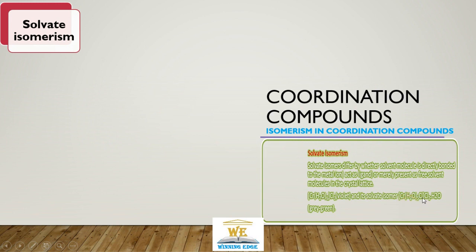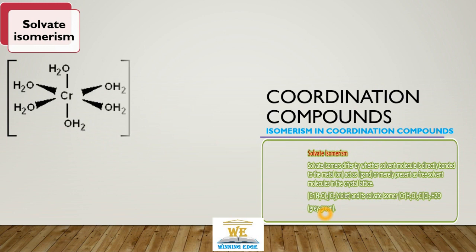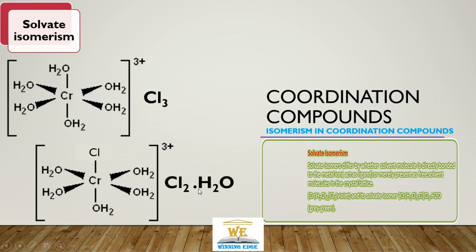Here we see chromium with 5 water molecules, one has gone out as a solvate molecule, and one chloride will come inside. So its octahedral geometry is maintained. This salt is grey-green in color. So solvate isomerism is exhibited by solvent molecules present in the coordination sphere or outside only as solvated molecules. That's what we see. One chloride goes inside and we have one molecule of water as hydrate.